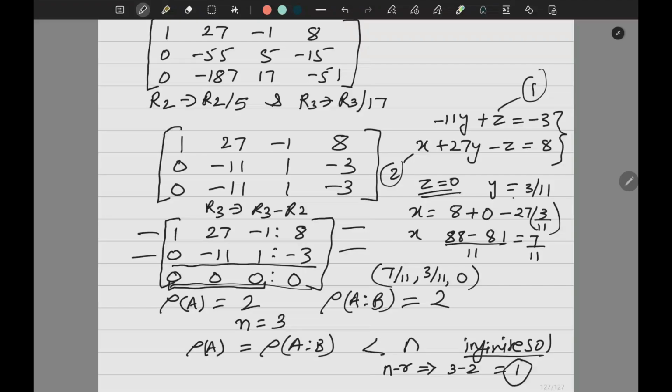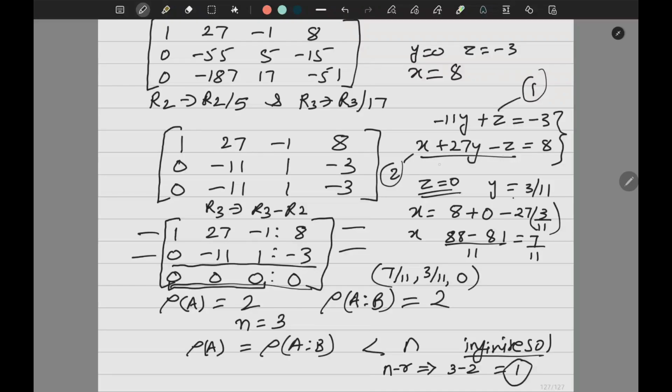Right? Or suppose now I feel like taking y is equal to 0. If I put y is equal to 0, then what is the value of z? z is equal to minus 3. And what is the value of x from here? x is equal to 8 minus 27y, but y is 0, plus z. So plus of minus 3.